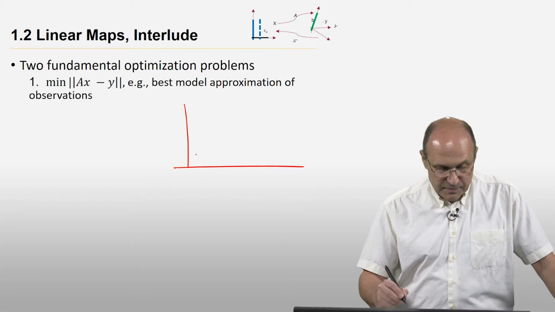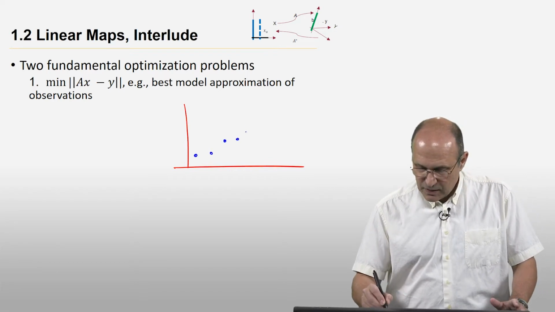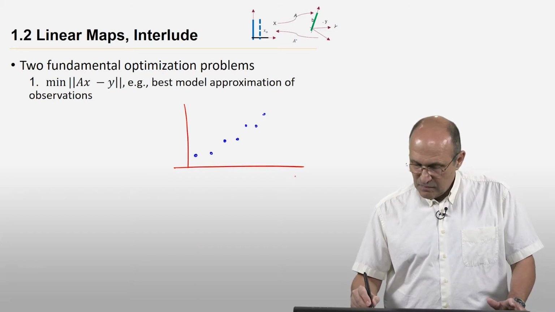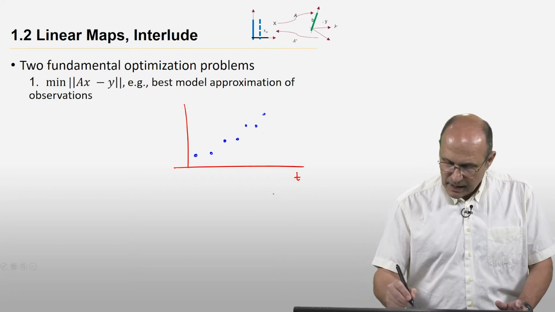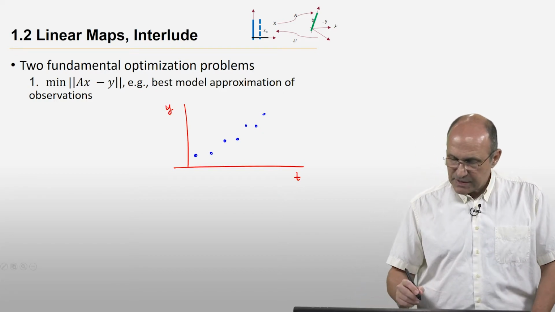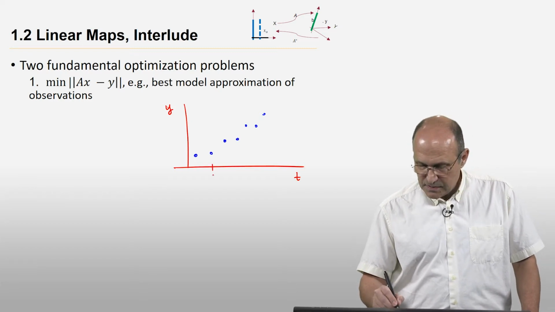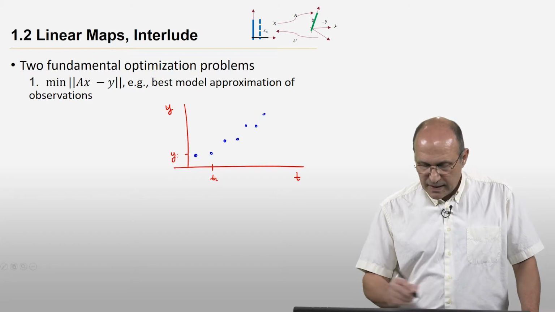A line fit problem. Suppose we collect data. Down here we have time, and here we have measurements. So at different times ti, we collect measurement yi.